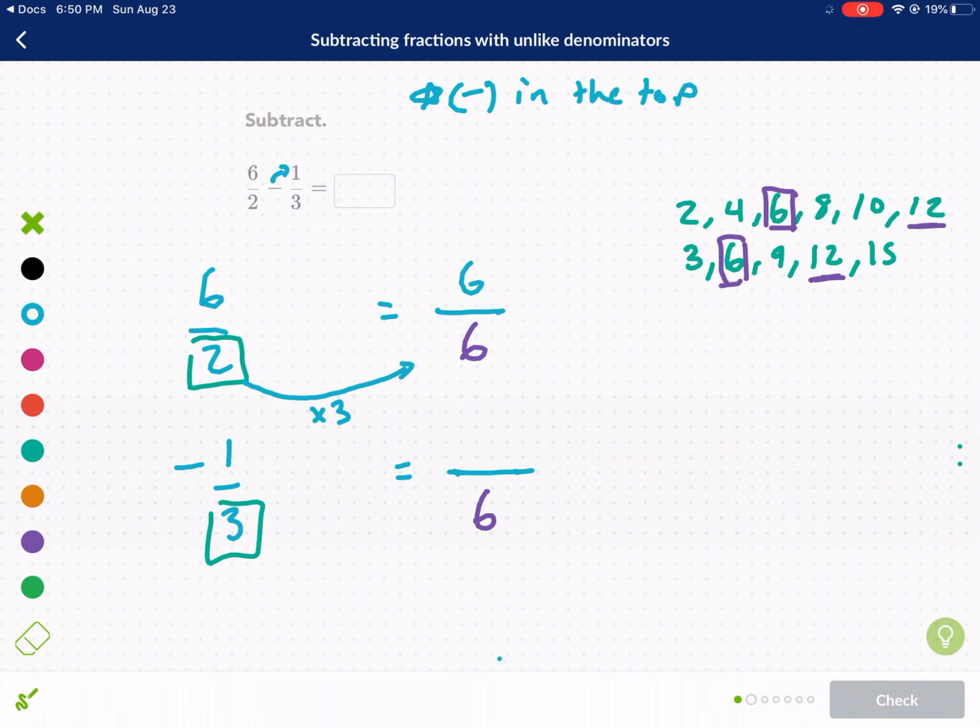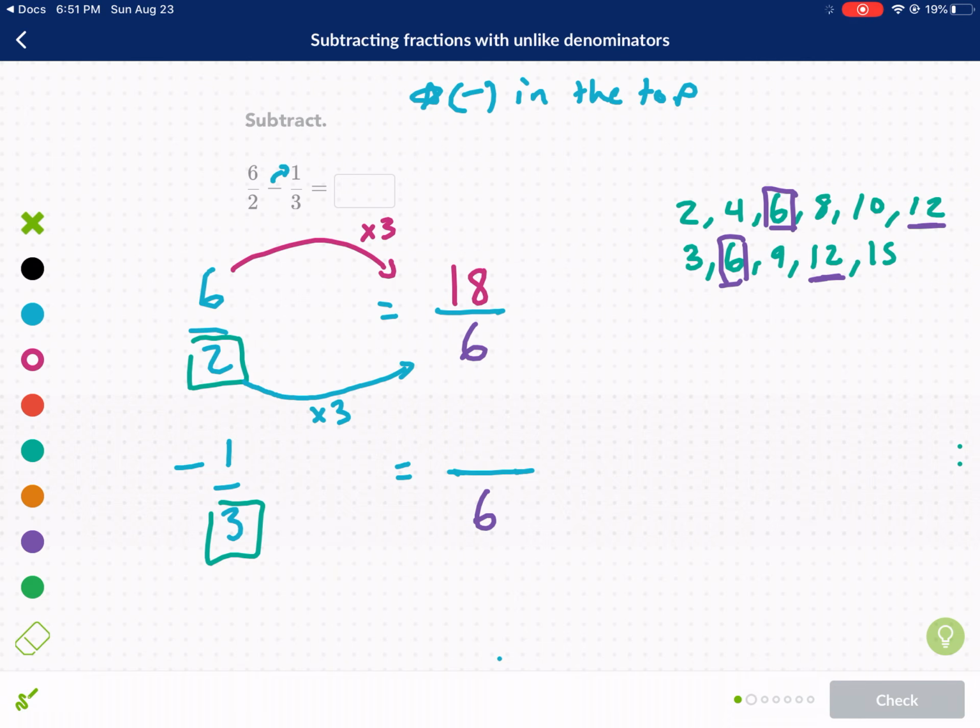Now, we just can't put 6 in the top. That's not right, because that just changes the value. What we do to the bottom, we also have to do to the top. So if we multiply 3 to the bottom, we multiply 3 to the top. So we should get 18.